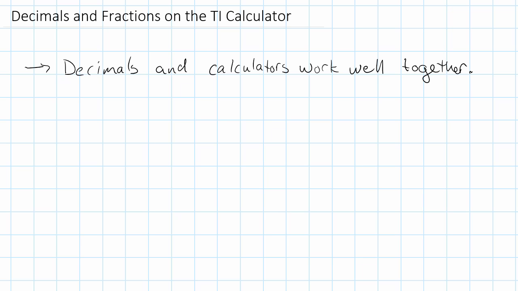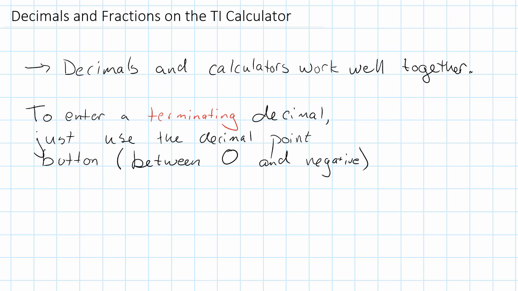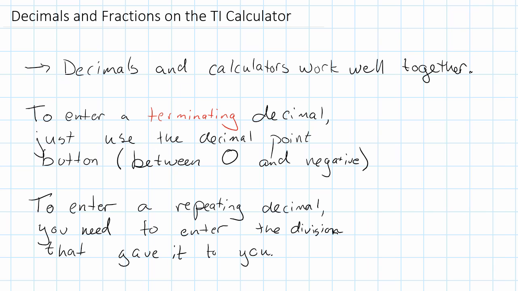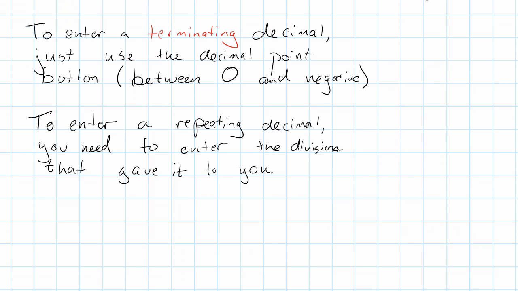To enter a terminating decimal on the calculator, just use the decimal point button. It's at the bottom of the calculator between the 0 and the negative key. Alright, that's easy. A little bit harder is entering a repeating decimal. To enter a repeating decimal, you have to enter the division that gave it to you.